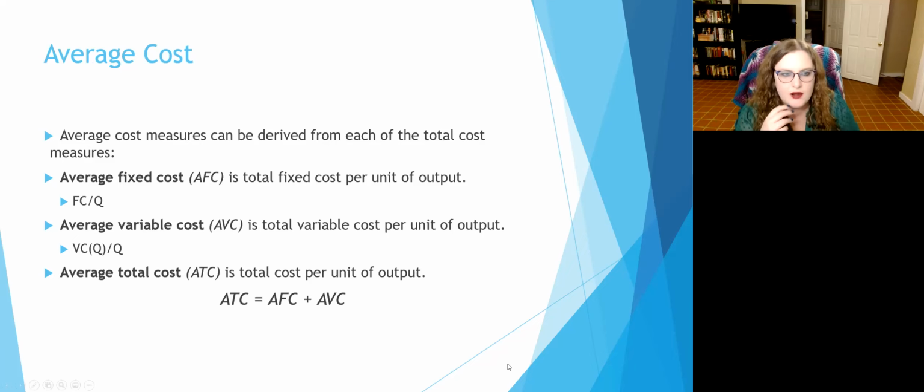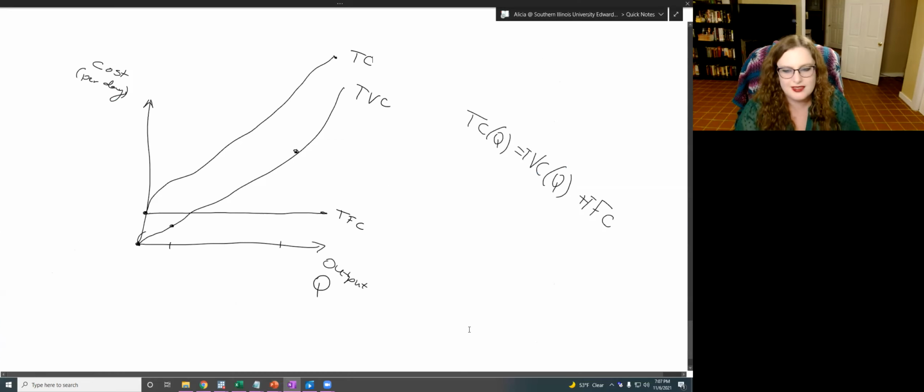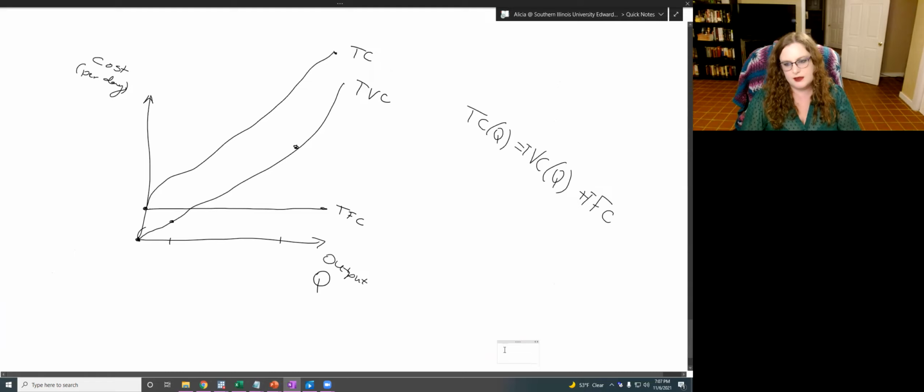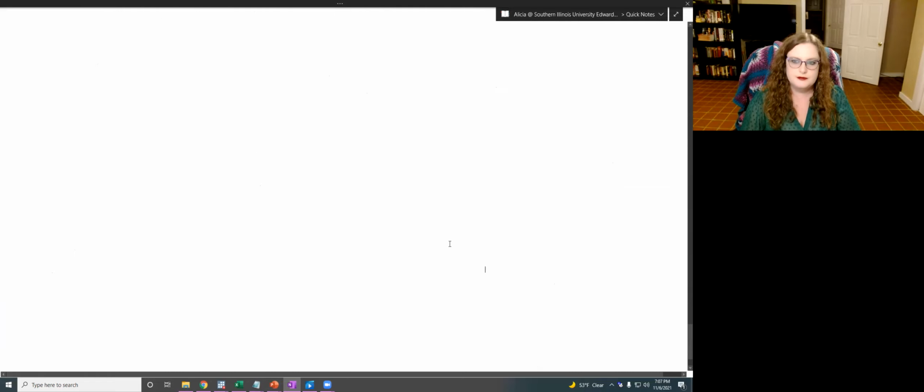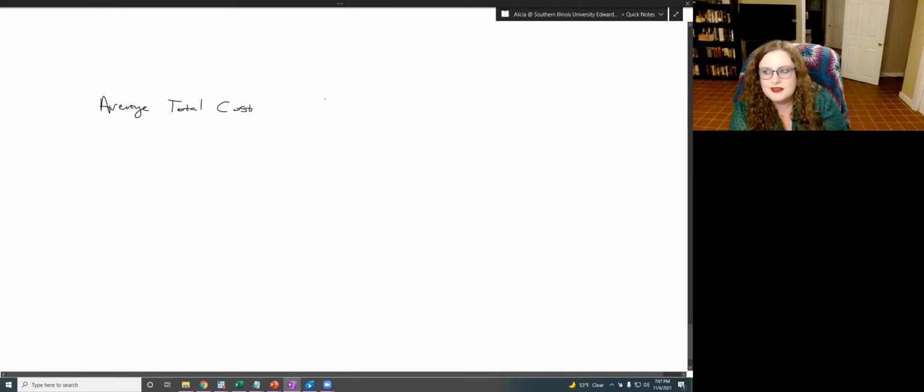So, you know what, let's actually write this out. I think this is one that tends to confuse people. Let's think about it. So our average fixed cost, right? Or well, let's start with average total cost. Average total cost, that's going to be ATC, which is going to be equal to AVC, our average variable cost, plus our average fixed cost. Let's break down what that means.